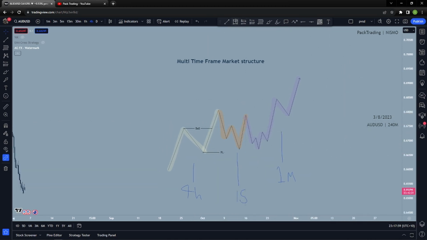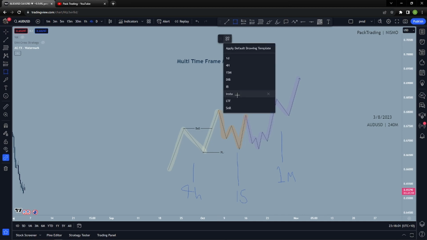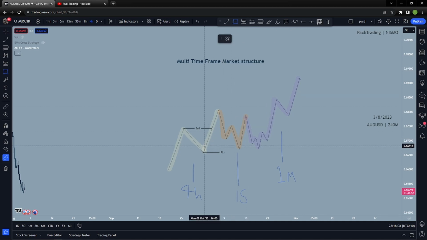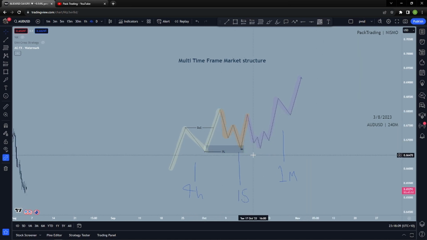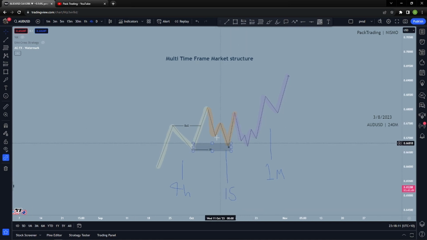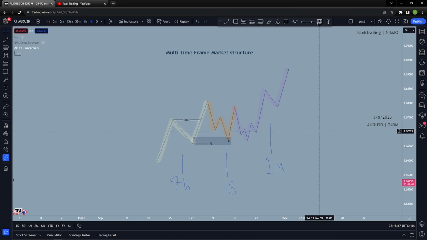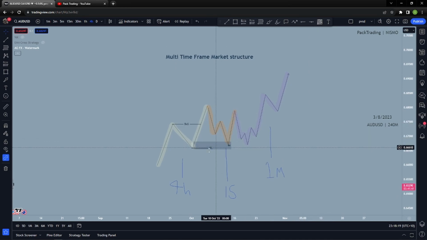Now we get a pullback. Let's just say, obviously this is our 4 hour demand. Bang. 4 hour demand. So we'll switch to the 15 minute. We'll actually go on the 15 minute here, but I'm just showing you on a chart example, sorry, a fake chart example.